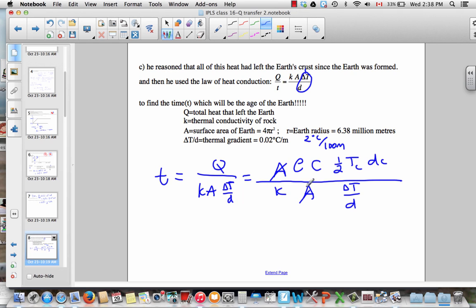We know all these constants now. And so we can substitute in rho, the density of rock, C, the specific heat of rock, the 1200 centigrade, the 60 kilometer depth, the thermal conductivity of rock, and the temperature gradient of 0.02 degrees centigrade per meter, and we can work out the age of the Earth. So I'll punch that through, and then we'll see what we get.